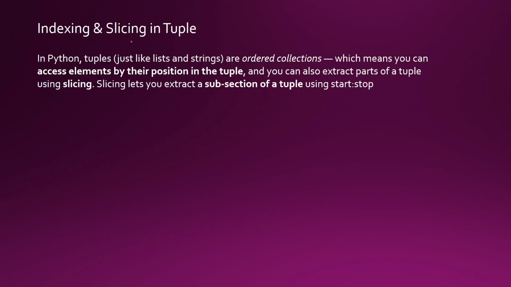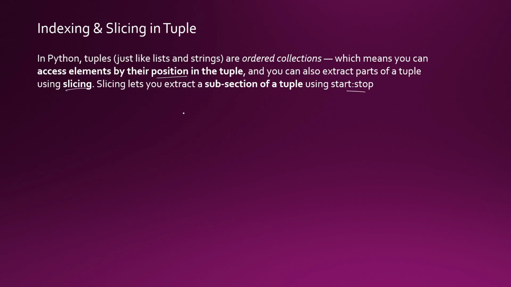Next is indexing and slicing in tuple. In Python, tuple, just like list and string, is an ordered collection, which means you can access elements by their position in the tuple. Position means index position. And you can also extract parts of the tuple using slicing, just like list and string. Slicing lets you extract a subsection of a tuple using start and stop.